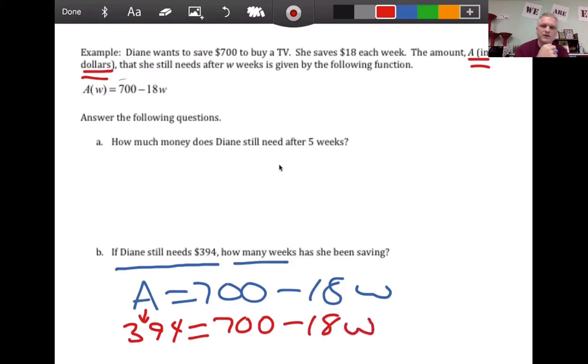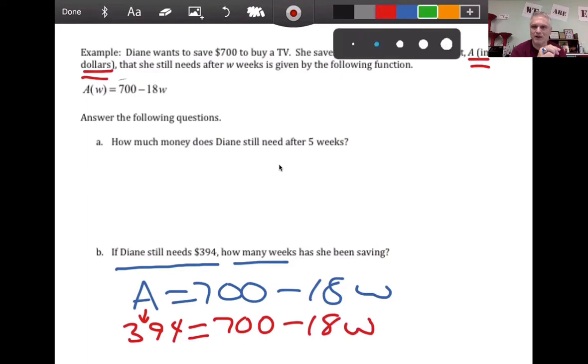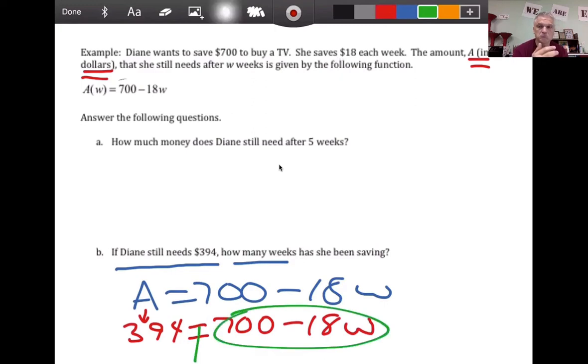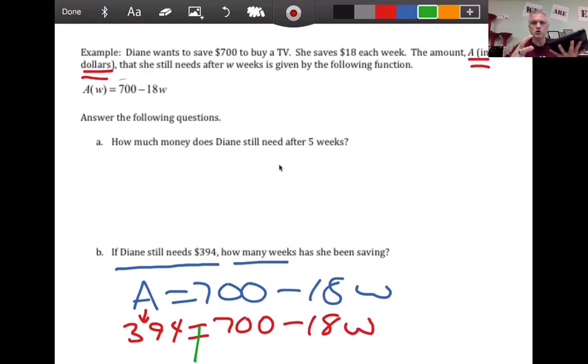Here comes the Algebra 1. Loving it. Can I simplify what's on the right side of the equal sign? No, 18 times W is 18W. That's as simple as you're going to get. 700 minus 18W, I can't combine those terms by subtraction because they're not like terms. One has a variable W, one doesn't. So the right side is simplified, the left side is simplified. Because I can't combine, I've got to cancel. I'm going to choose to subtract 700 from both sides of the equal sign.